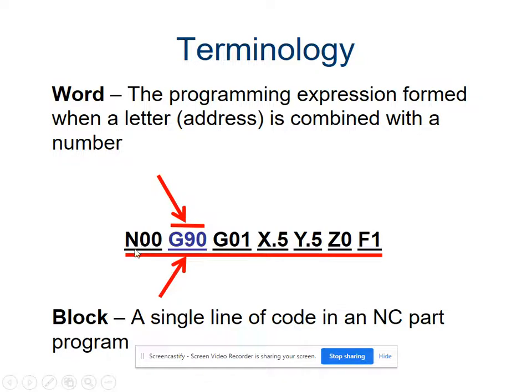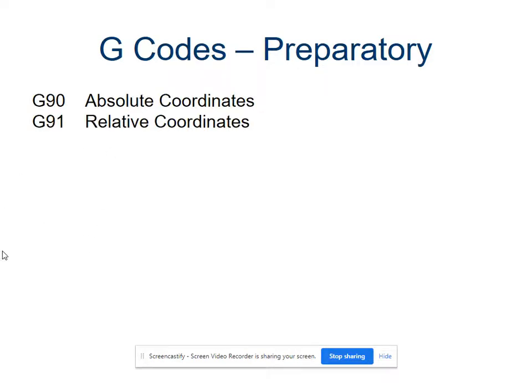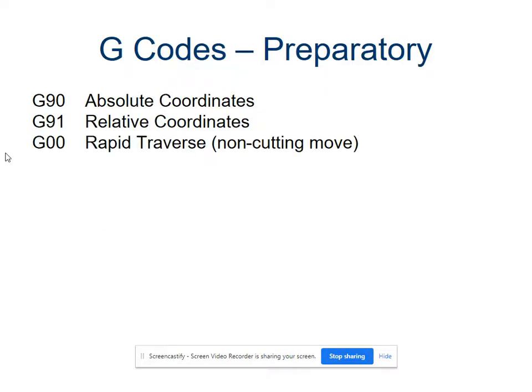A block is this whole combination of these words, okay? A block is a single line of code in an NC program, numeric control program. So here are some of the coordinates that we were just talking about, right? Here's G90, there's G00, and G00 is what's called a rapid traverse.